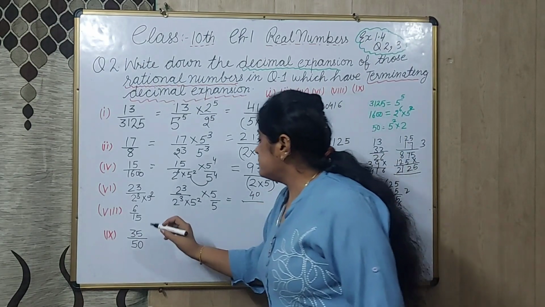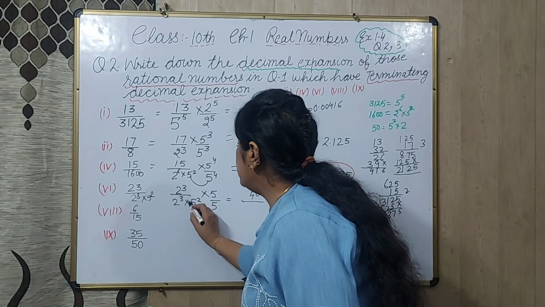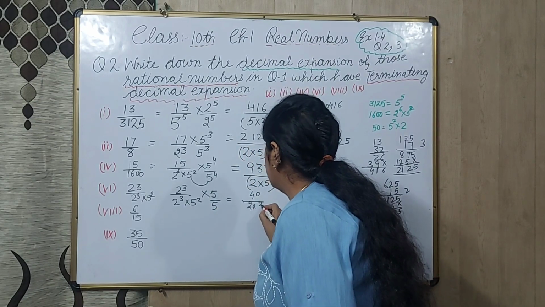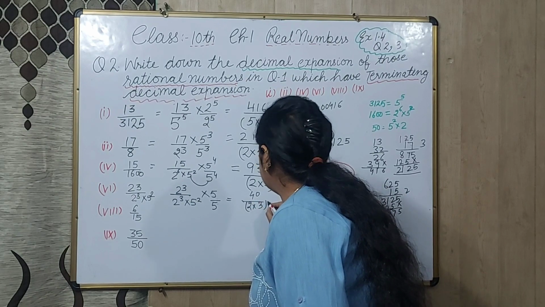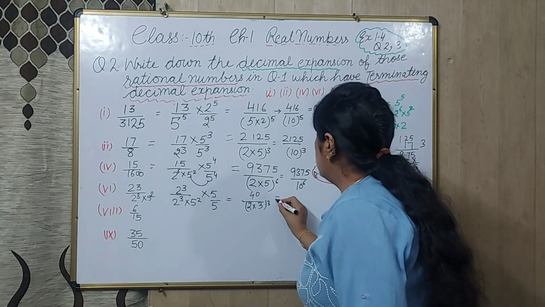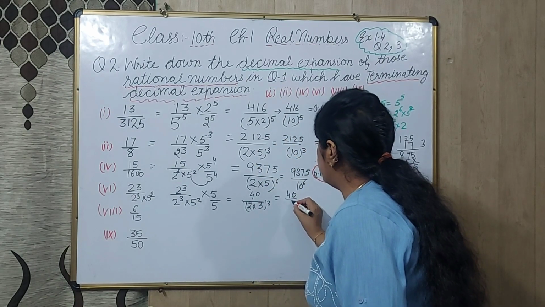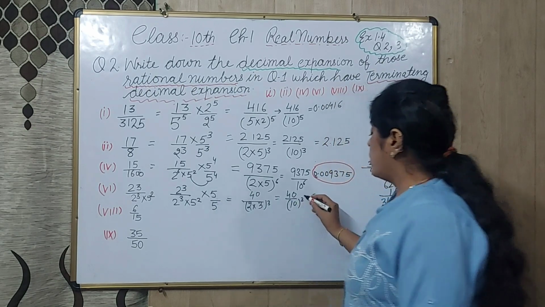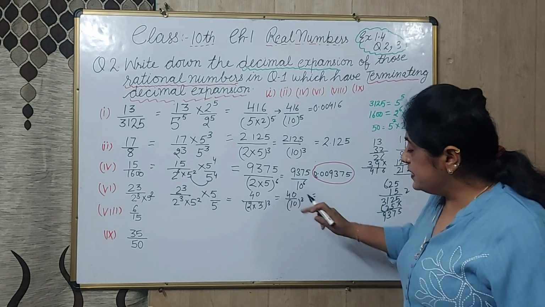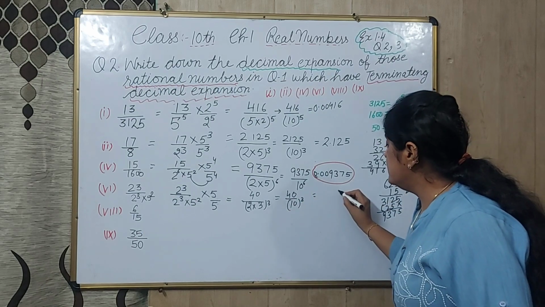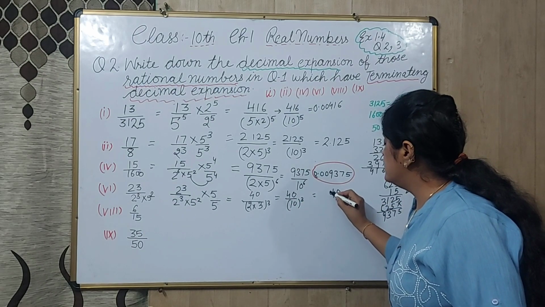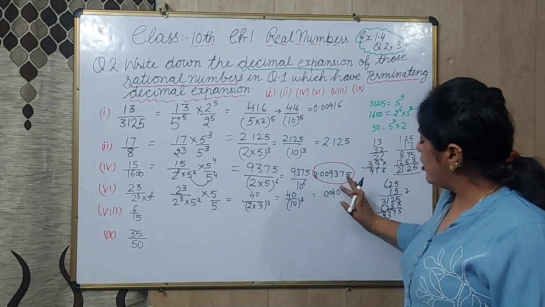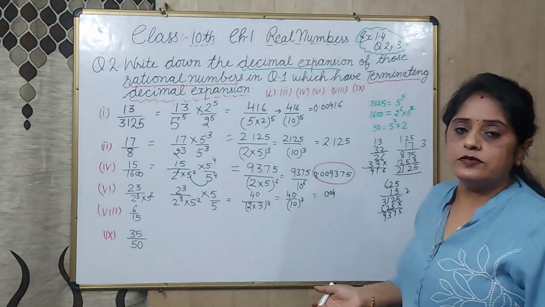And here, 2 power 3, 5 power 2 and 5 power 1 means 2 and 3 both power as 3. You can write 40 upon 10 power 3. Okay, so count backside 3 digits because 10 power 3 is there: 0, 4, 0.0. So that will be your answer. The last 0 you can cancel also: 0.04.